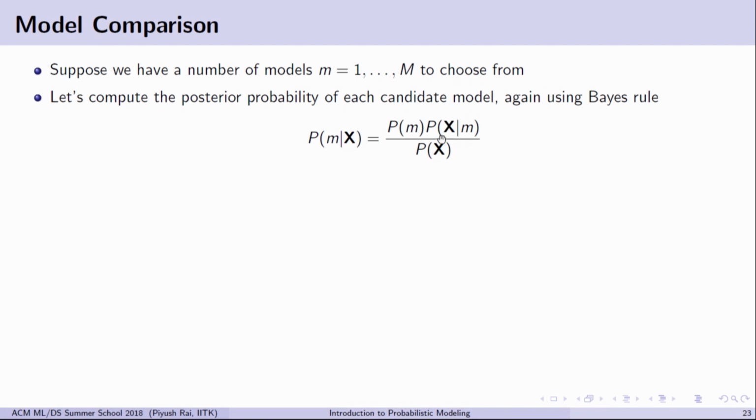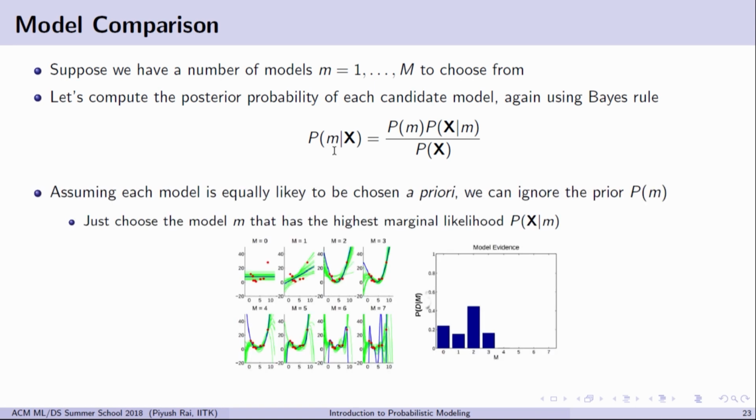How do I compute this p of x given m? This is again a marginal likelihood. It depends on typically p of x given parameters times p of parameters given model. It's usually a bit complicated to do this, but in principle this is again doable. I'm not talking about it not because it's not possible, but because it's beyond the scope of this lecture. But you can actually compute this posterior probability of every model given the data, and then find the best model. Whichever model has the largest posterior probability will be the best model.